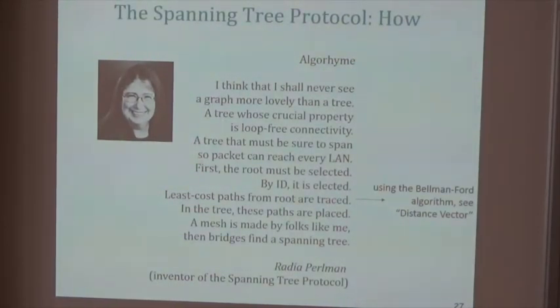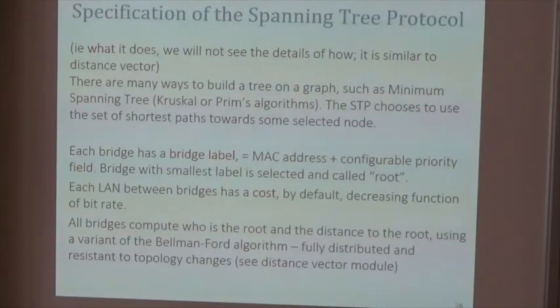So I will build a tree whose crucial property is loop-free connectivity. This is just to make the rhymes work. A tree that is sure to span, so it must reach all bridges. In fact, all LANs that are connected to all bridges. And here is how it works. First, the route must be selected. By ID, it is elected. So the bridges select a route, which is the one that has the smallest number. You can also force a topology to choose a given route by adding a priority field such that the number is under your control. And then all bridges compute shortest path, least cost path, from the route to themselves, and this is what constitutes the tree. We'll see a few more details. So this is essentially repeating what I said.